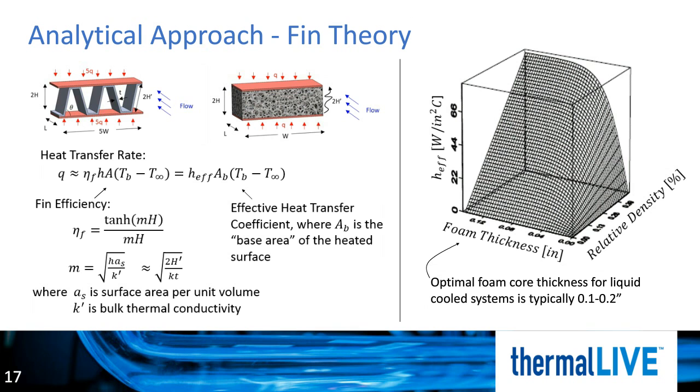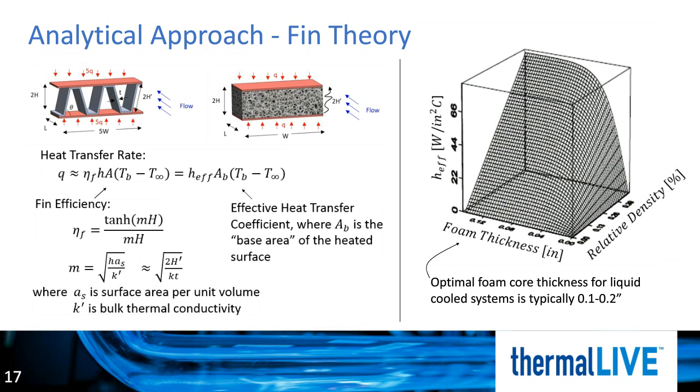The surface plot on the right shows the effective heat transfer coefficient as a function of foam thickness and relative density. Here we have assumed a 30 pores per inch copper foam and a constant value for local film coefficient that is representative of water-cooled foam. Note the range of effective heat transfer coefficient on the vertical axis.